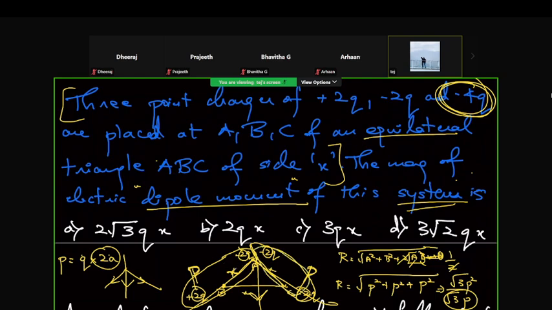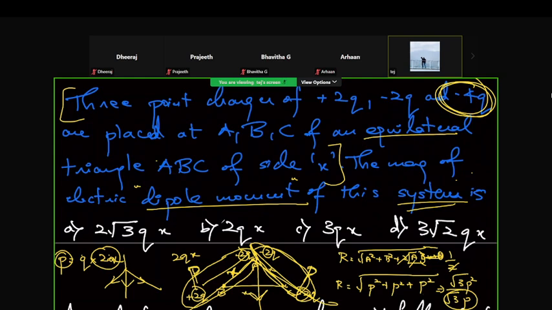Instead of A, use X there because it's given to us in the question. So 2QX is what? P. Instead of A, put X here. Again, it's P, no? So P here, P here. That's all. I do the math. So the answer is coming to be root 3P.